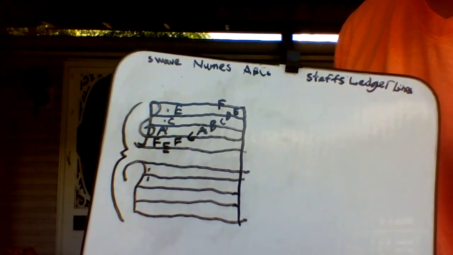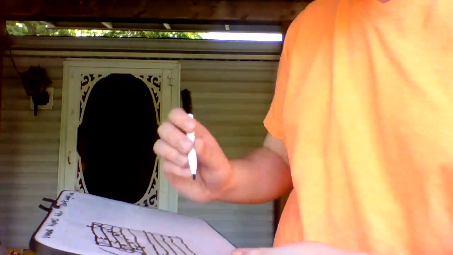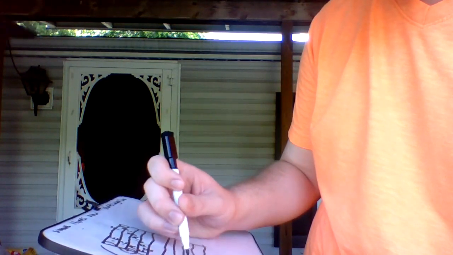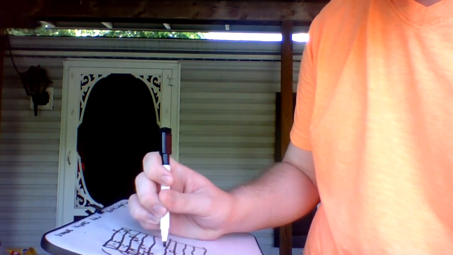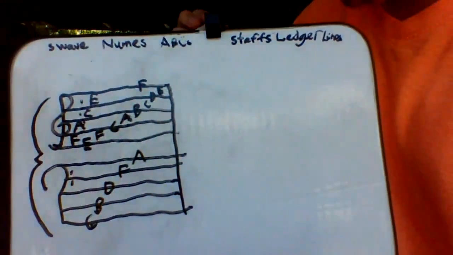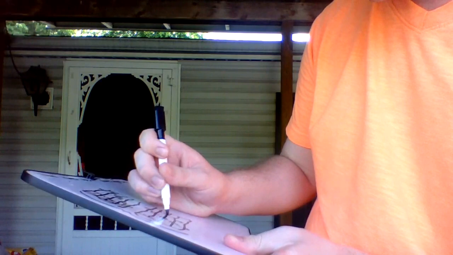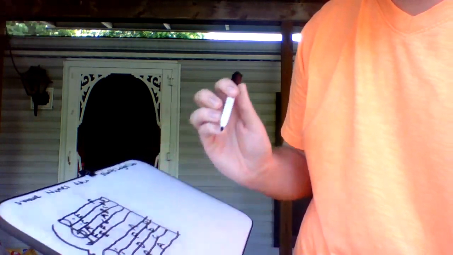Now for the bass clef, the lines are good boys do fine always. So G, B, D, F, A. And the spaces are all cows eat grass. A, C, E, G. All cows eat grass.